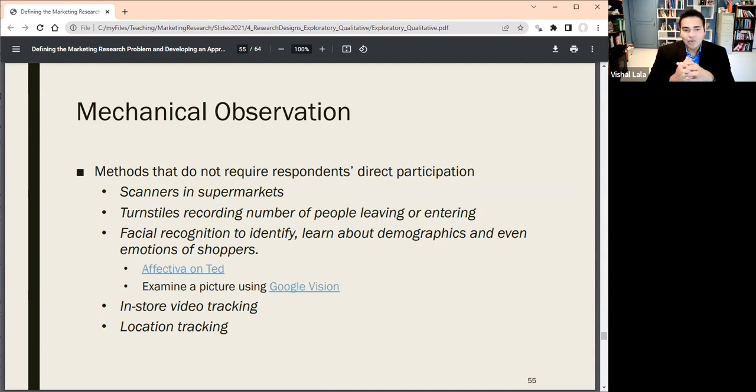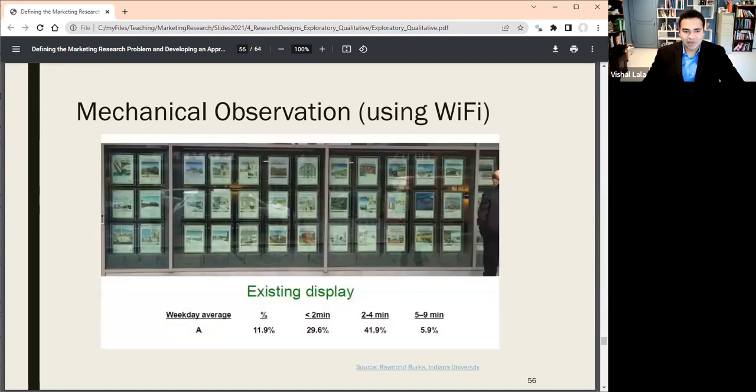Or you can take a look at Google Vision. If you go to Google Vision, you can upload a photograph and it will tell you exactly what the expression of the person in the photograph is. So we use deep learning techniques here to parse feelings of people using a photograph. There are, of course, other examples like in-store video tracking and location tracking, also examples of mechanical observation.